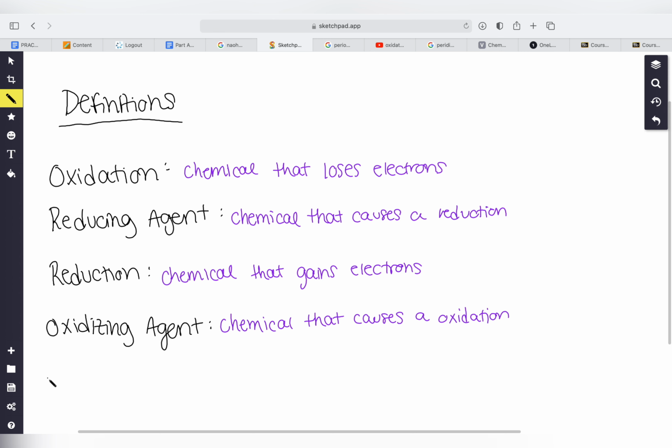And something that is reduced, or the reduction, is a chemical that gains electrons. And anything that is reduced is an oxidizing agent, a chemical that causes an oxidation. Something that is reduced is an oxidizing agent because the other thing loses electrons as the reduced species gains the electrons, and vice versa for the other one. So that's why they're called those two different things.